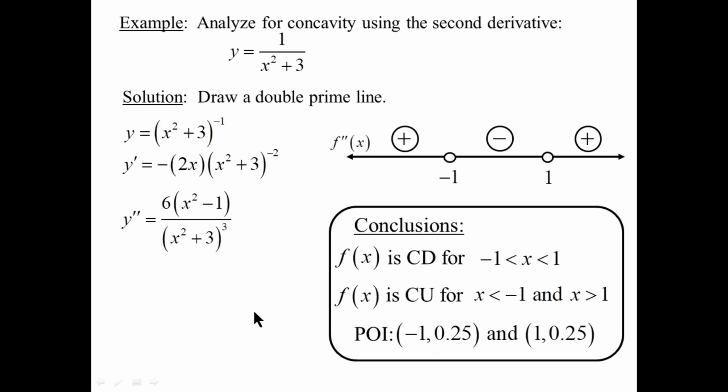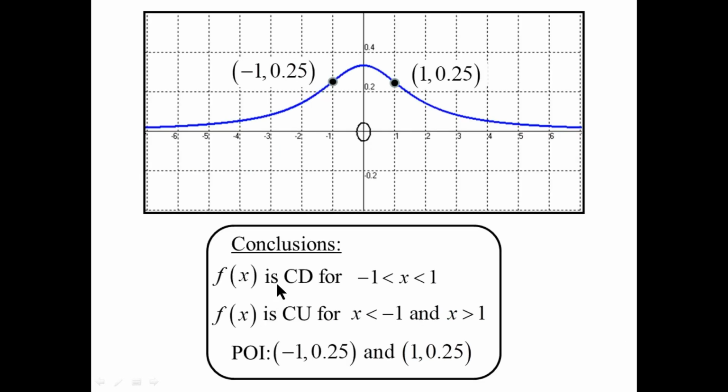Carrying our conclusions forward to the graph, according to the software, it looks like this. And we can see our points of inflection here: -1, 0.25 and +1, 0.25 are points of inflection. Our intervals of concavity: it's concave up to this point, and then it's concave down, an upside down soup bowl, and then it's concave up. So this is information from our second derivative displayed on a graph.